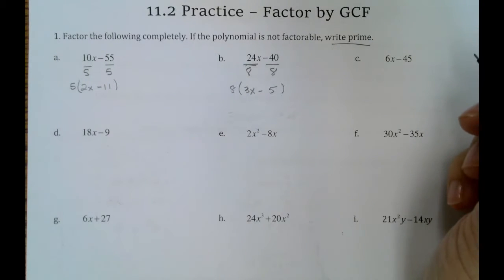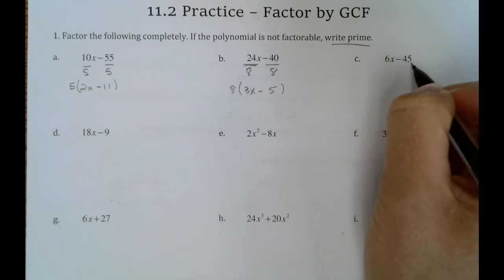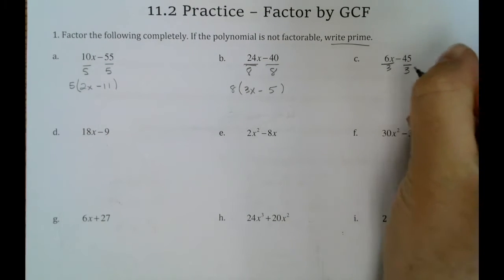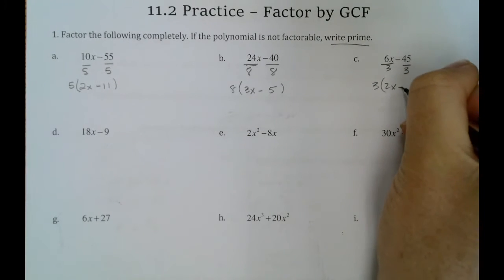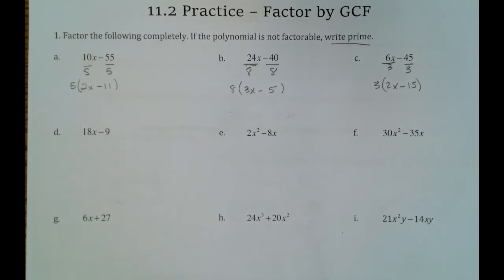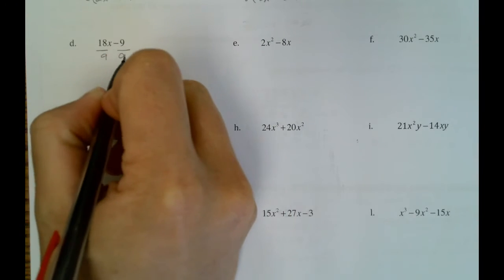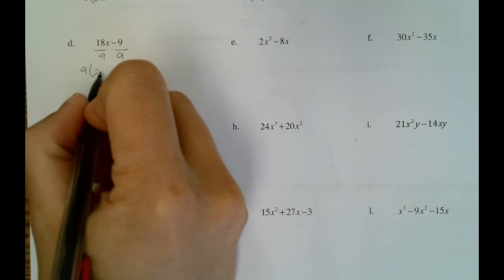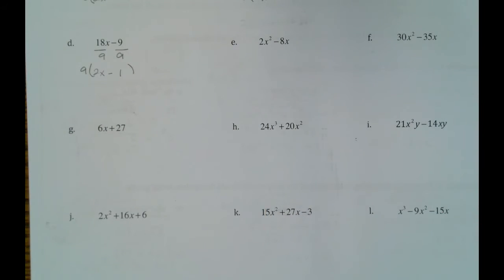Okay, here's 6x and 45. So for 6, we could do 2 and 3 and 6. For 45, you can't do 2 and you can't do 6, but if you try 3, you can actually divide by 3. 6x divided by 3 is 2x. Negative 45 divided by 3 is negative 15. Okay, letter D, we can divide out a 9 from both 18 and 9. 18x divided by 9 is 2x. Negative 9 divided by 9 is negative 1.